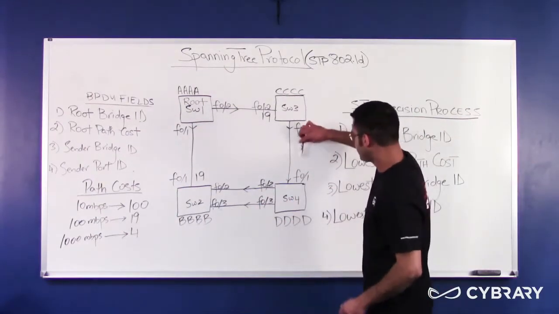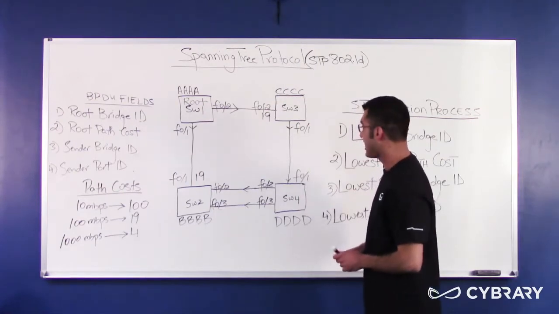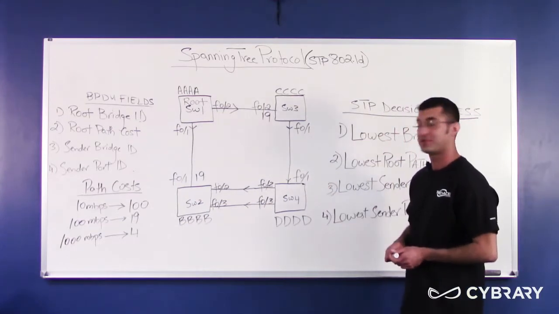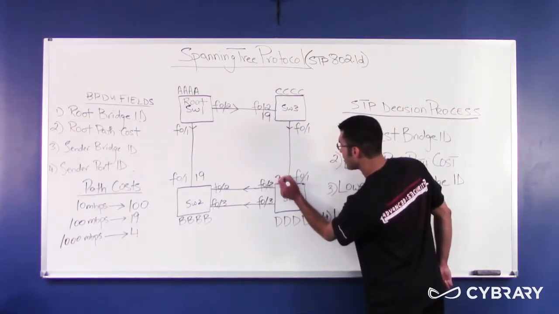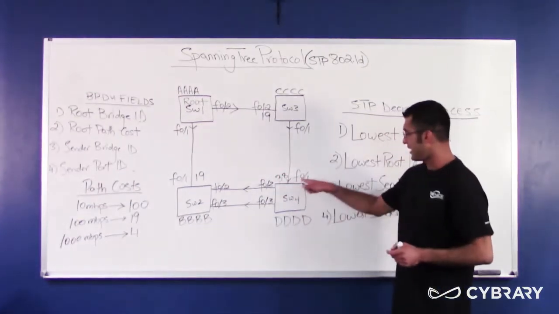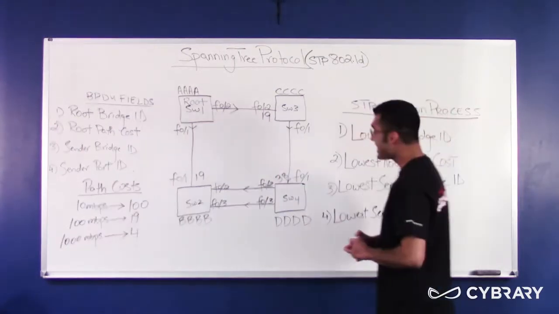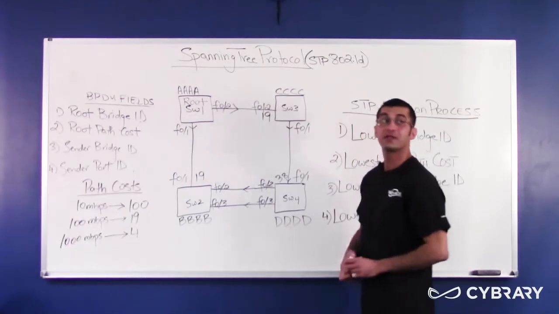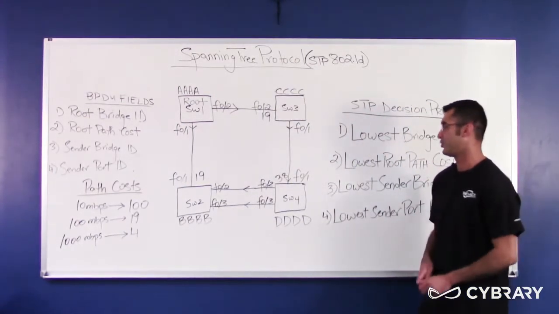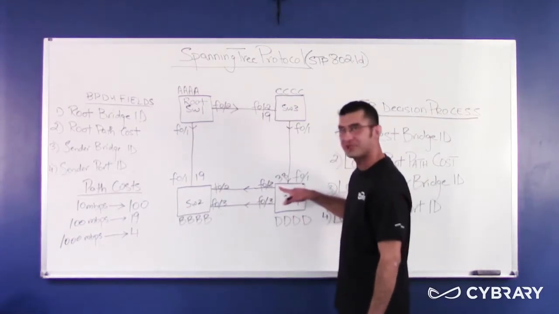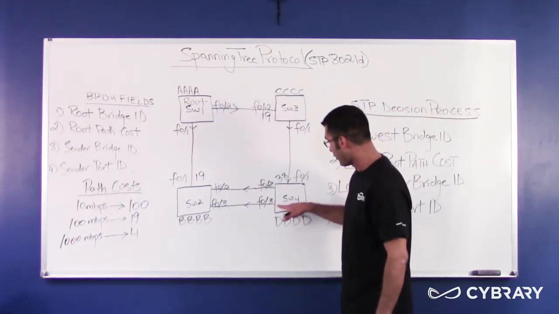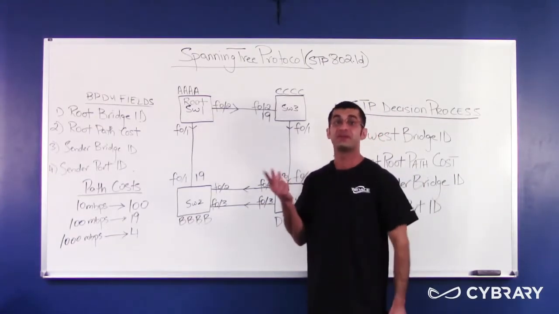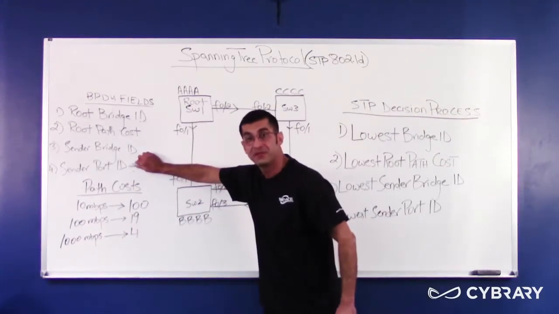Then the BPDU enters switch 4, F0/1, and another 19 is added to the root path cost, since this is a Fast Ethernet link, and 19 plus 19 is 38. So the cost at switch 4, F0/1 is 38. The same BPDU leaves switch 4, F0/2, and F0/3 with a different sender port ID. So the sender port on switch 4, F0/2 is F0/2, and the sender port over here is F0/3.